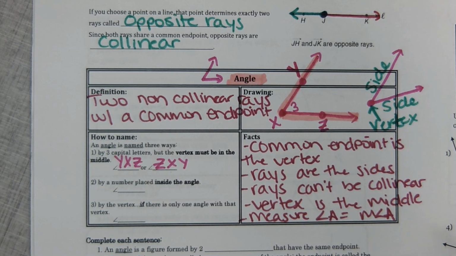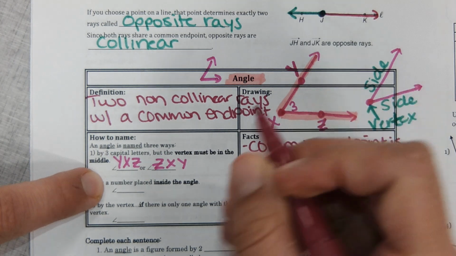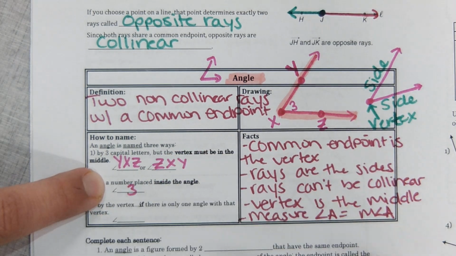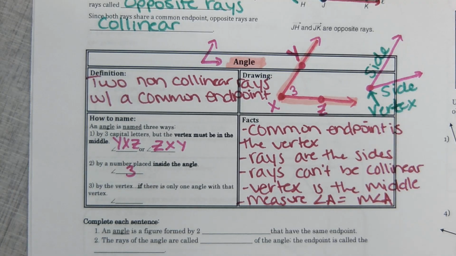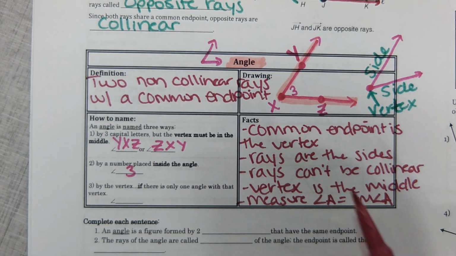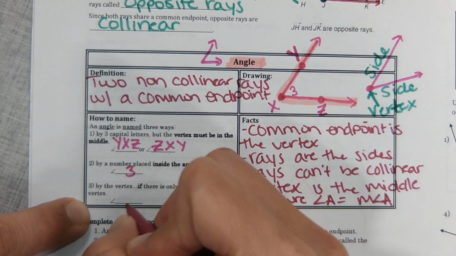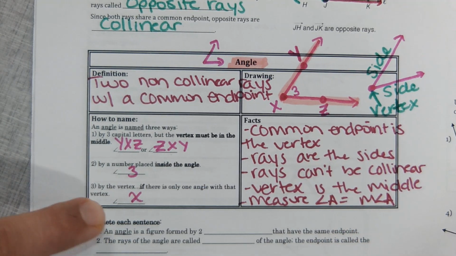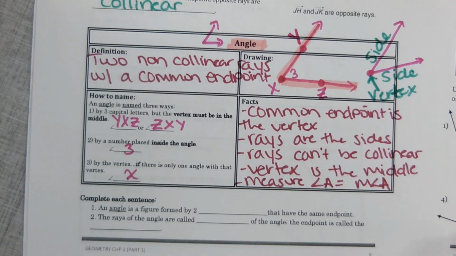The other way to name an angle is by the number placed inside the angle. So sometimes there's a little number. So this would be angle 3. And then the third way to name an angle is by the vertex. So this one has vertex X. If there's only one angle with that vertex, we can name it angle X. And we'll see what that means in a second.